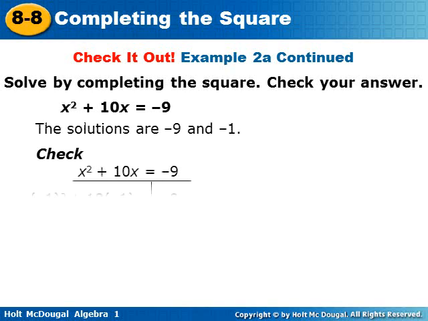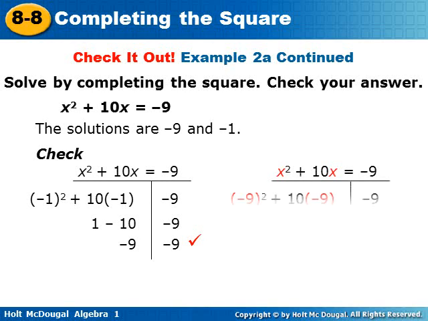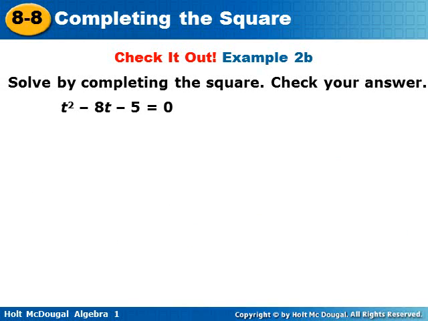So if we're going to check our answer, we could plug in negative 1 to the original equation, and we get negative 9 equals negative 9, which is true. And we could plug negative 9 into the equation and get negative 9 equals negative 9, which is also true. So we know we found our zeros correct.